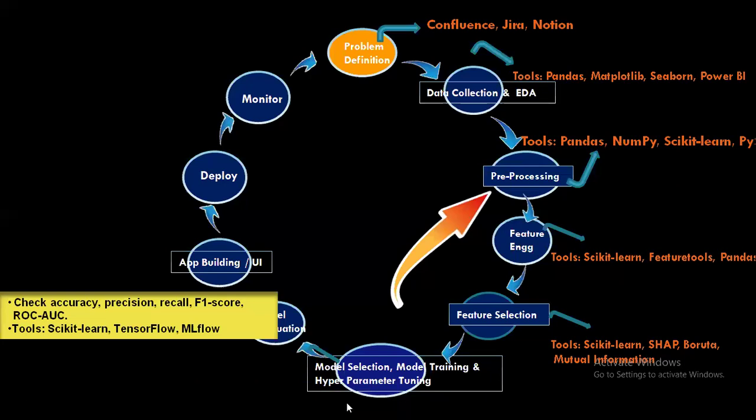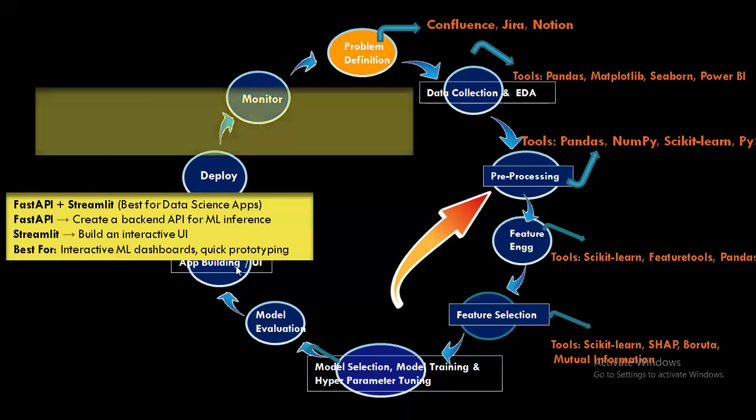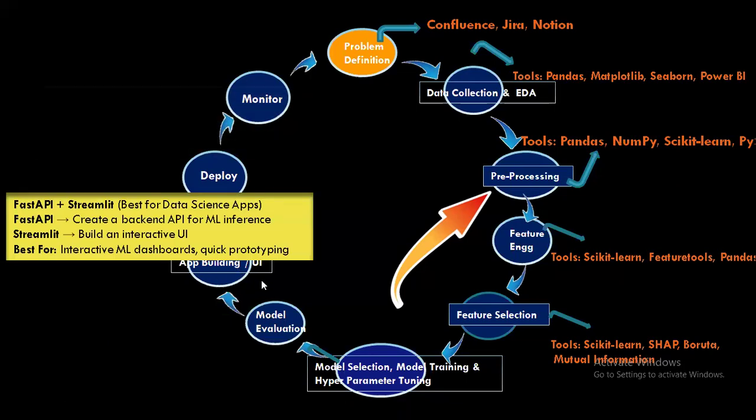And then model evaluation. What metrics can I use to evaluate the model? In the case of classification model, you can check accuracy, precision, recall, F1 score. These are the metrics that you can use to evaluate your model performance. Okay. And the tools, scikit-learn, TensorFlow, MLflow, you can use. And then the app building, right? User interface. These are the tools that you can use.